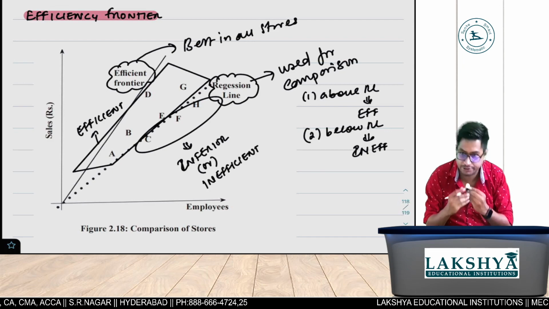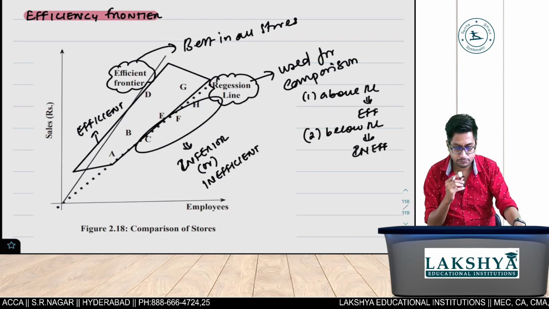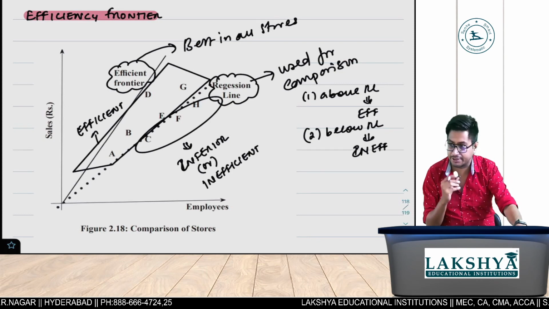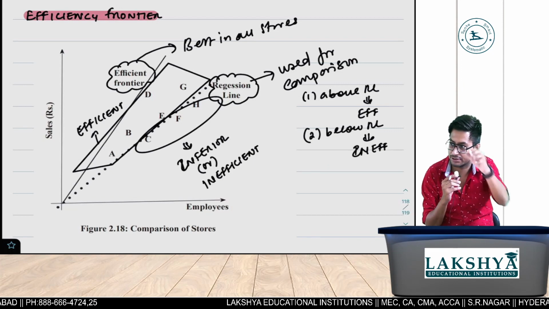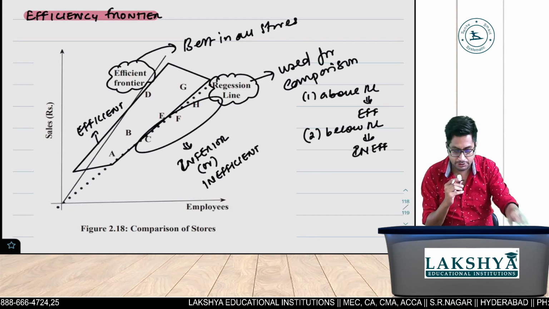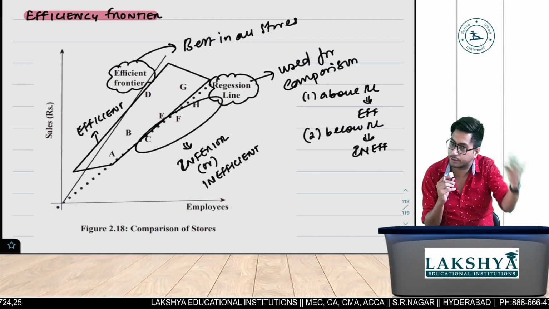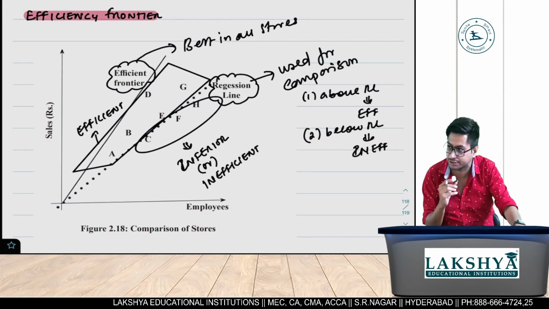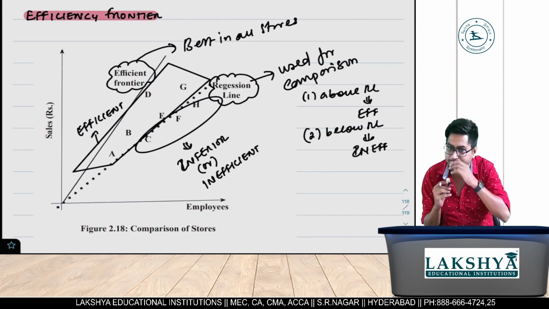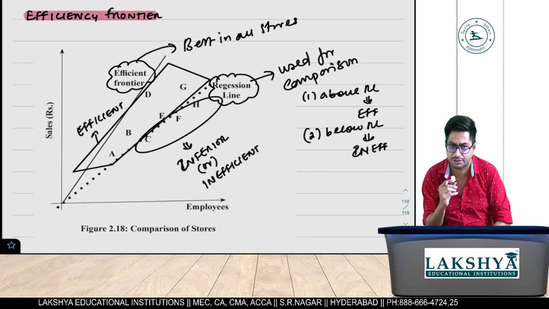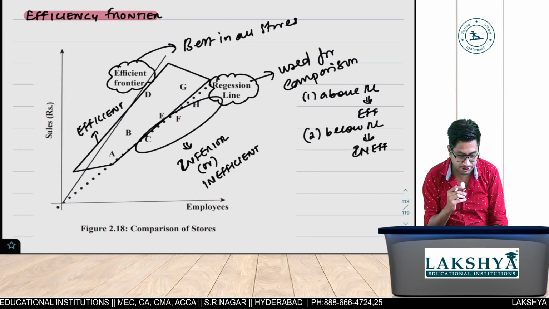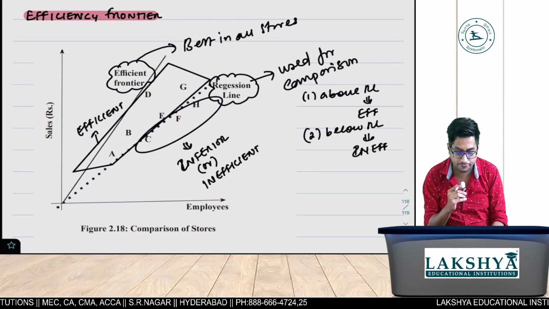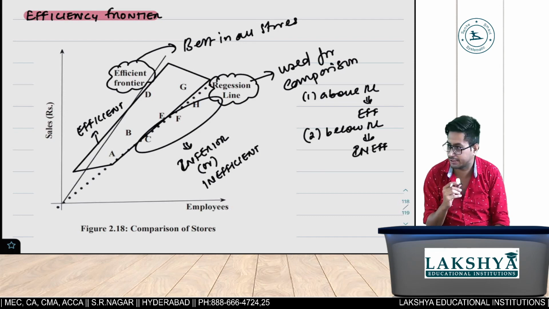Clear? Inferior or inefficient. So what is the regression line? The regression line is nothing but a line drawn exactly from the origin at the center, sloping upwards. Now what is there in this? Anything which comes above the regression line is considered efficient. Anything which comes below the regression line is considered inferior or inefficient. Correct? Now, what are the efficient stores here? A, B, D, E and G. And what are the inefficient or inferior stores? C, F and H. Correct?